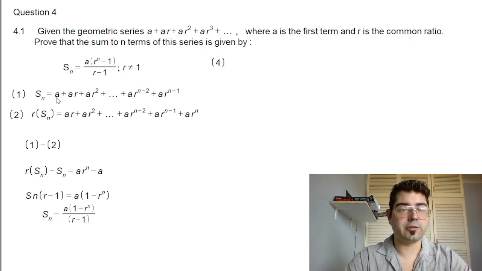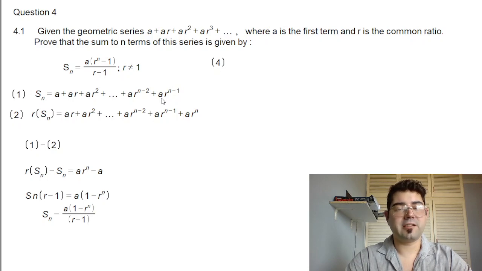Starting from the first term a, the second term is a times the ratio, and then we multiply by the ratio again and again and again. And the last term is going to be a times r to the power of n minus 1.